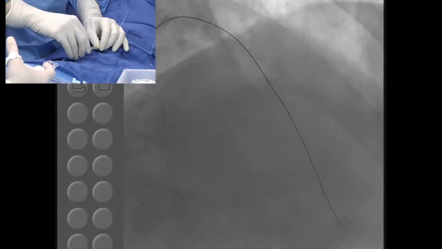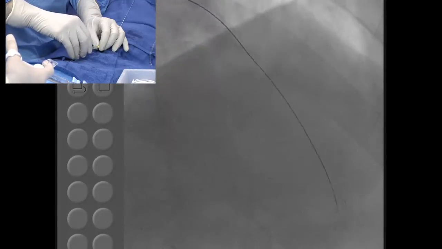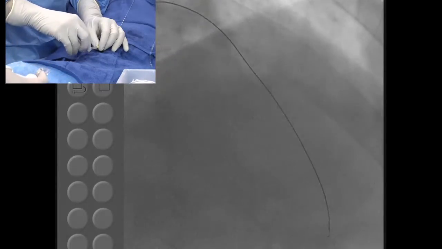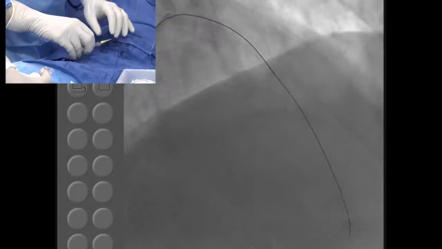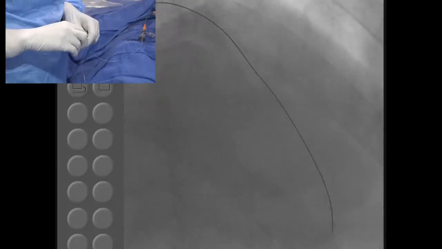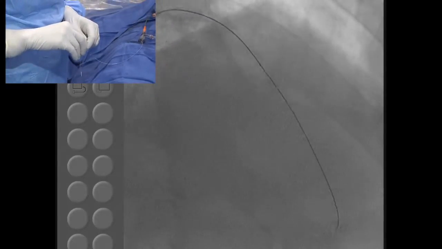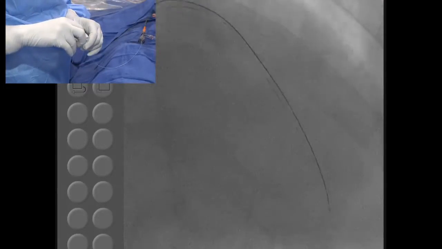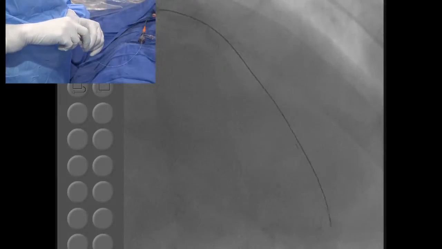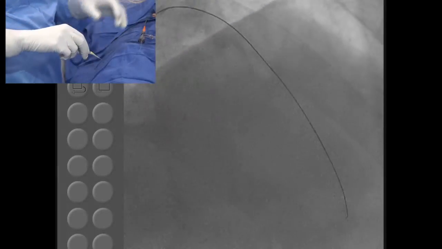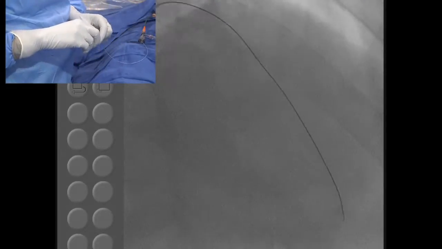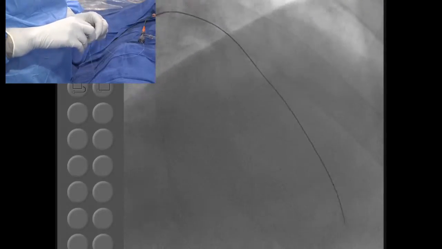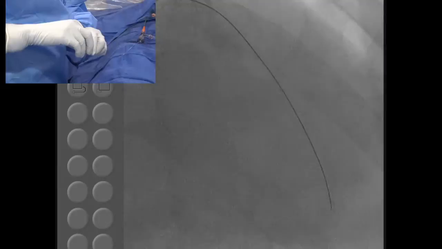Would there be any benefit of putting a parallel wire here? I was just going to say that. Rather than IVUS, I probably would go more with the parallel wire, knowing that this channel has been created. Which wire do you want? I was trying to say, Progress 200. You have to create a channel right from the beginning.